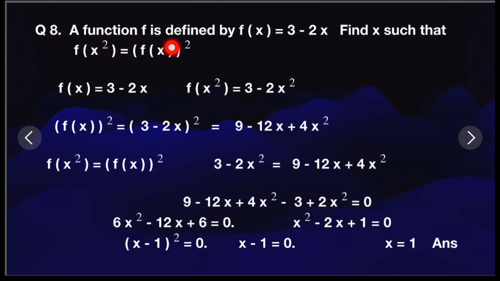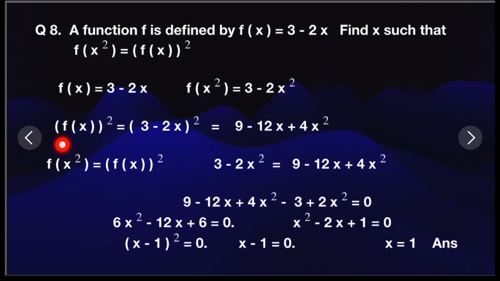Question 8. A function f is defined by f(x) = 3 minus 2x. Find x such that f(x square) is equal to f(x) the whole square. This is also very simple. First write down what is f(x). Now write down what is f(x square). We want f(x square), so in place of x, put x square. So in this formula, it will become 3 minus 2 x square.